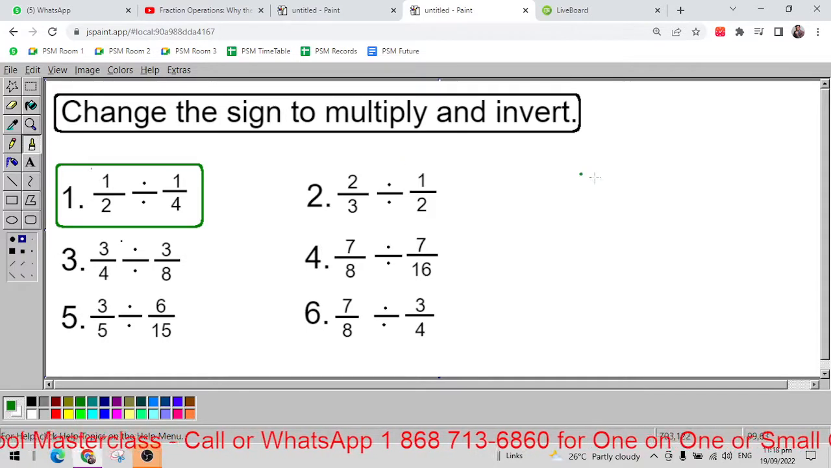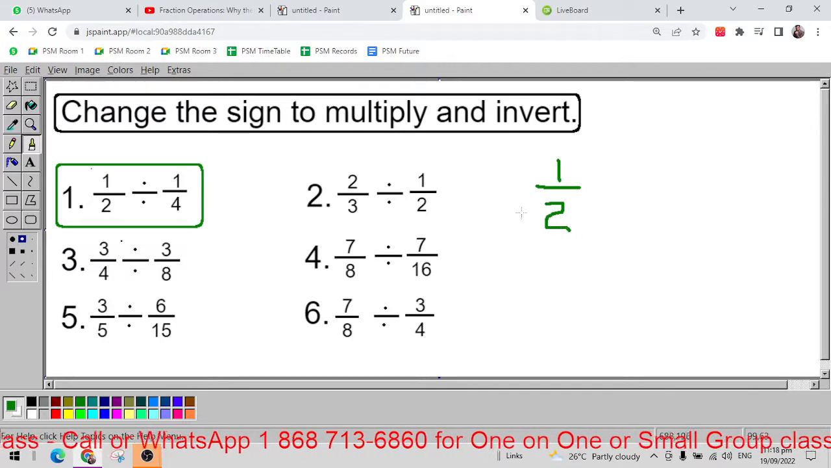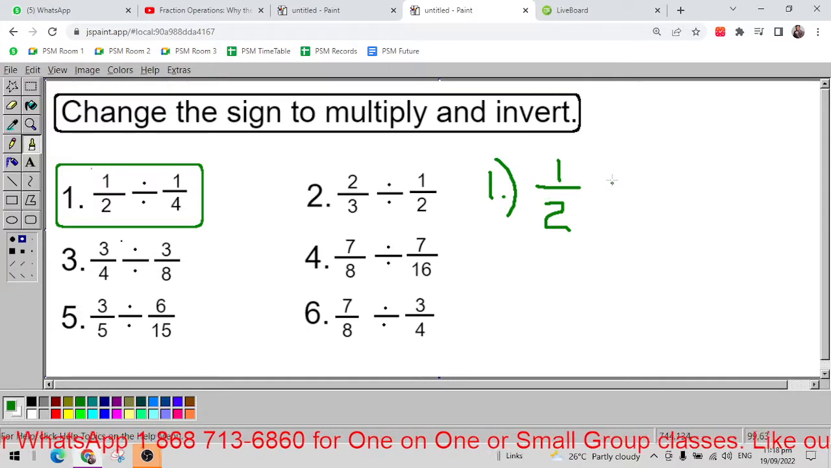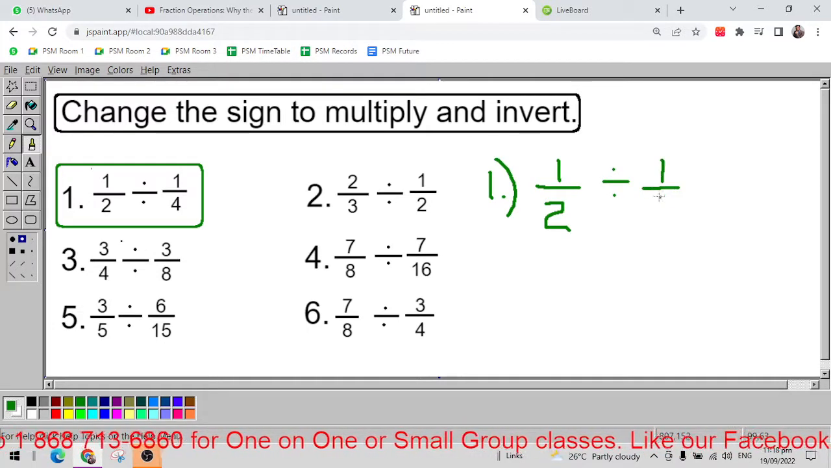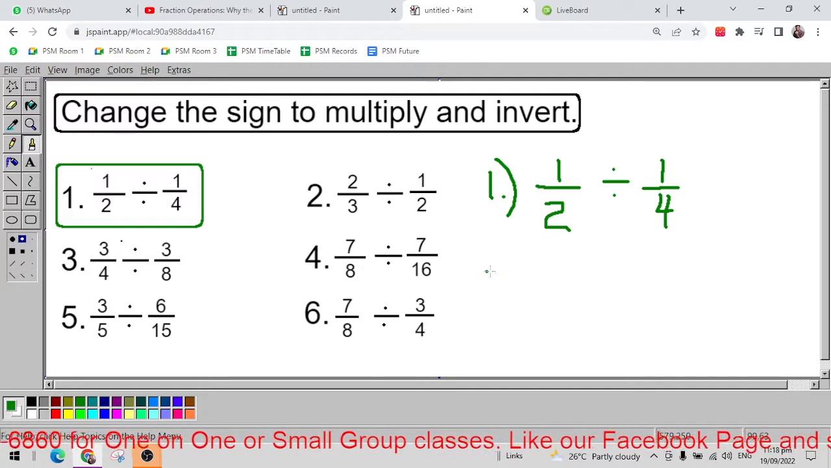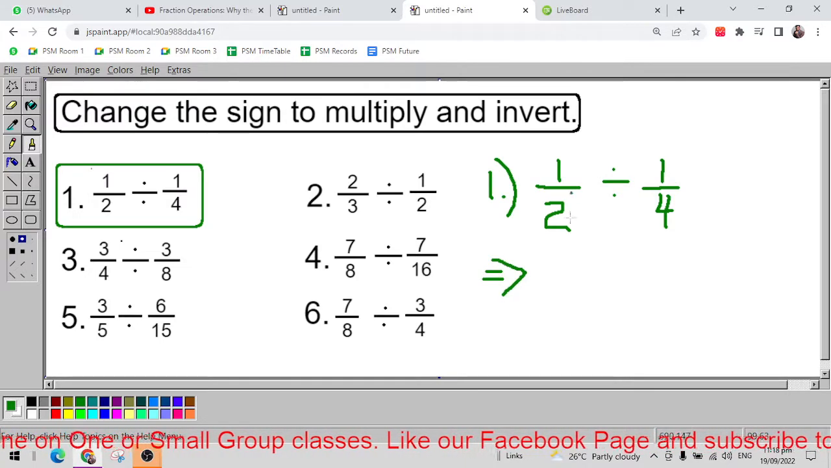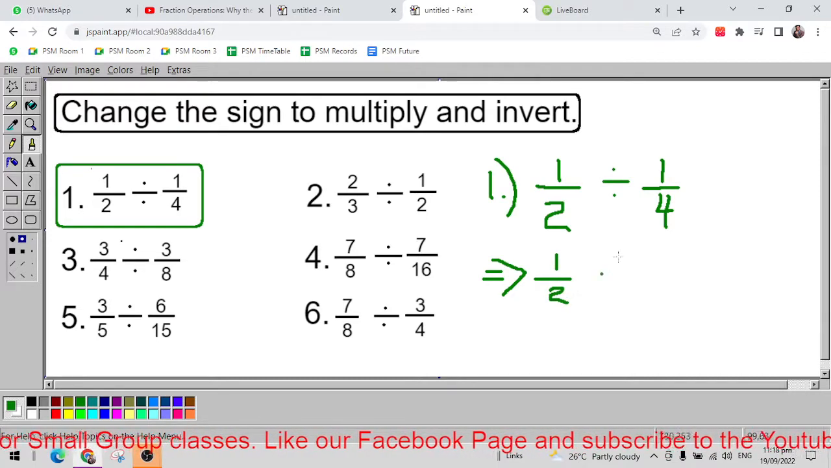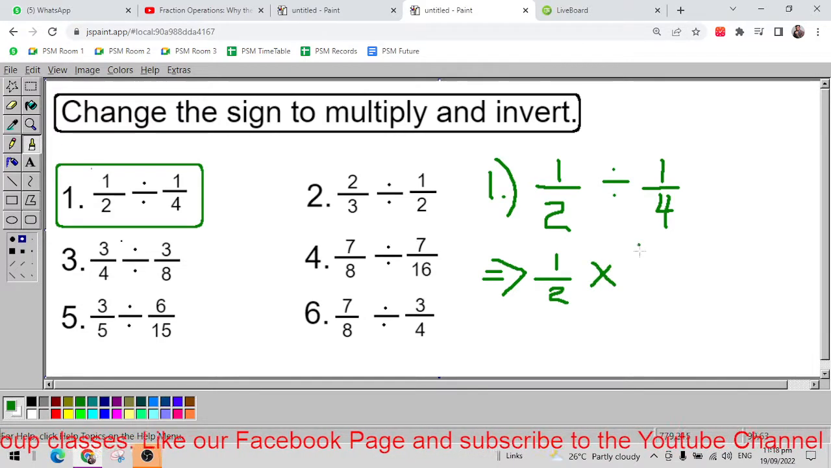The sum here is 1 over 2. This is number 1 I'm working on right now, so I'm going to label it number 1. The sum says 1 over 2 divided by 1 over 4. So I'm going to change the sign to multiply. I like to draw a little arrow showing that this is the next step. So I'm going to put 1 over 2, change the sign to multiply, and then invert.